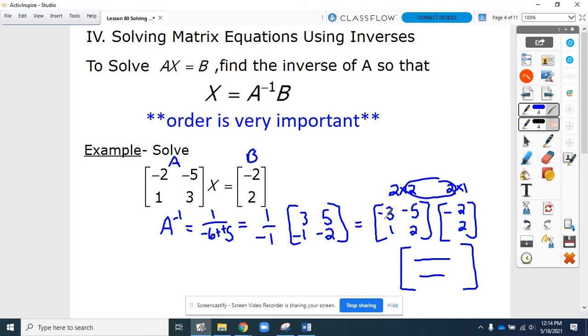Hopefully this feels pretty comfortable to you now. -3 times -2 is 6, plus -5 times 2 is -10. And then 1 times -2 is -2. 2 times 2 is 4. Final answer to this system is -4, 2. When that's the answer, we can turn that into an ordered pair. That's actually an x and a y coordinate. So -4, 2. We can write the ordered pair for our final answer.